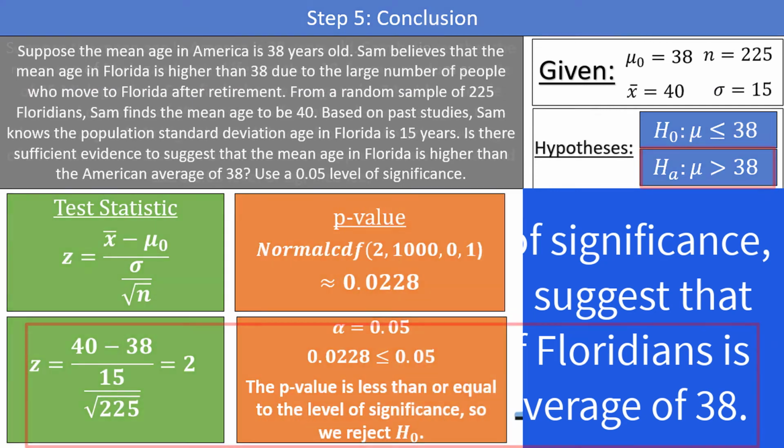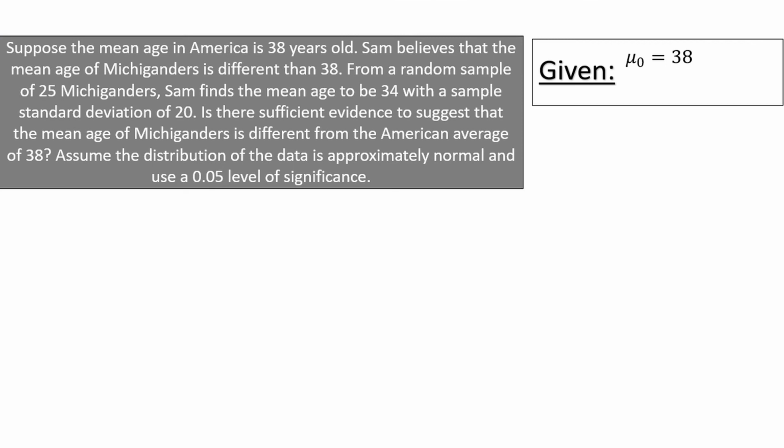Alright, let's try a similar problem, but let's change it up a bit. Instead of comparing the average age of Americans to that of Floridians, let's compare it to Michiganders. This time we believe the mean age of Michiganders is different from the American average of 38. Our sample consisted of 25 Michiganders with a mean age of 34 and a sample standard deviation of 20. This time the standard deviation was calculated from a sample and is therefore S, the sample standard deviation.